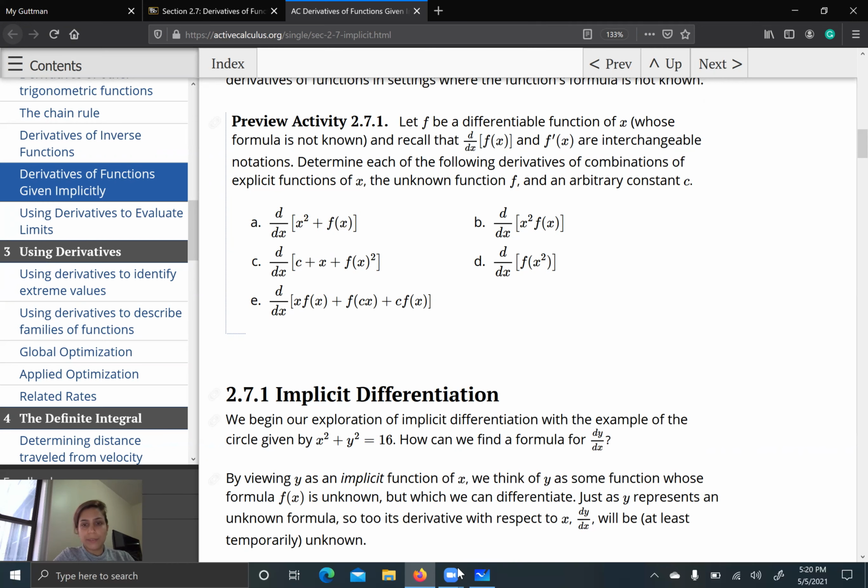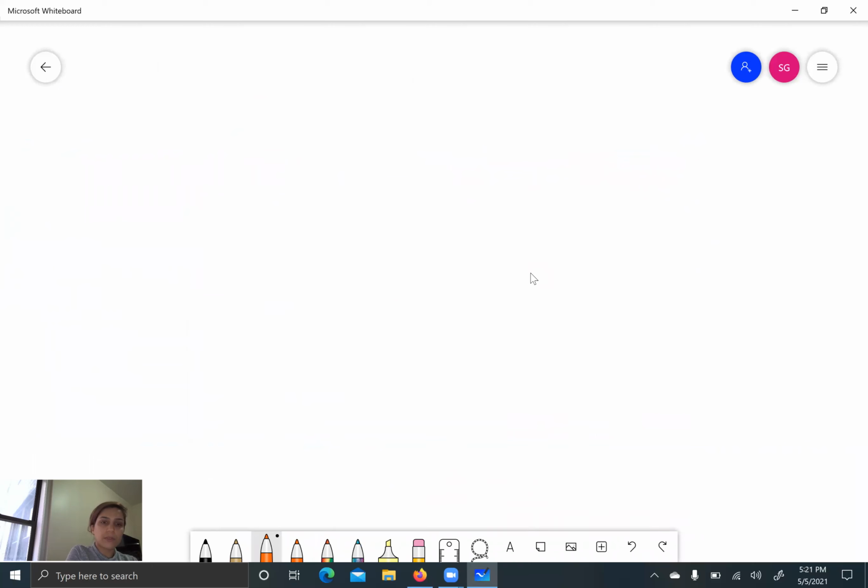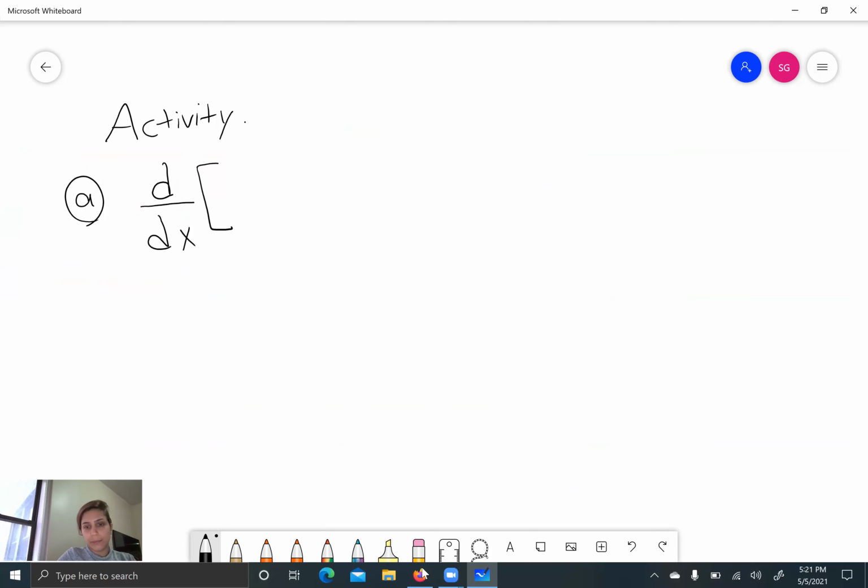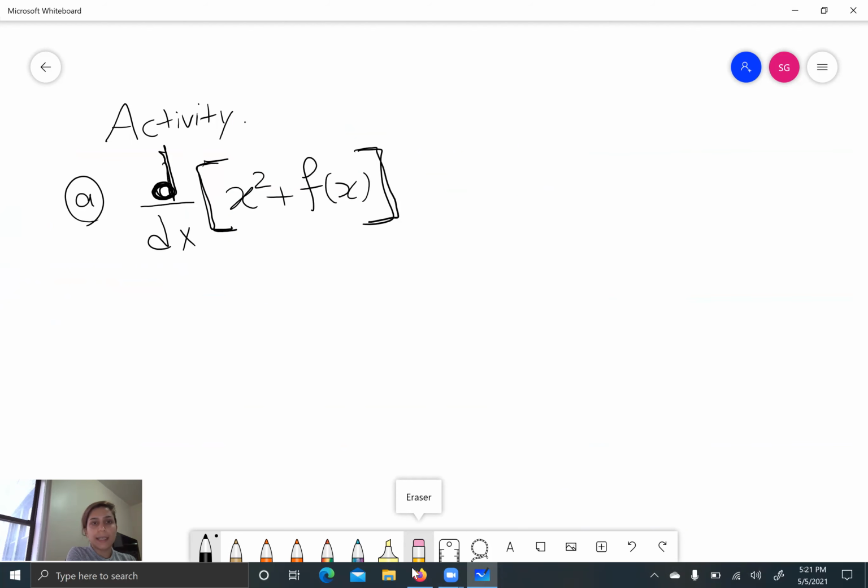Let me show you the first one. So this is the activity, and we are doing part A. The question asks to take the derivative of x squared plus f of x. So what does this notation mean? The d here means take the derivative of whatever is inside the bracket with respect to x. So take the derivative of x squared with respect to x. It's a power function, so we can apply the rule we know about power functions. The derivative is going to be 2x.